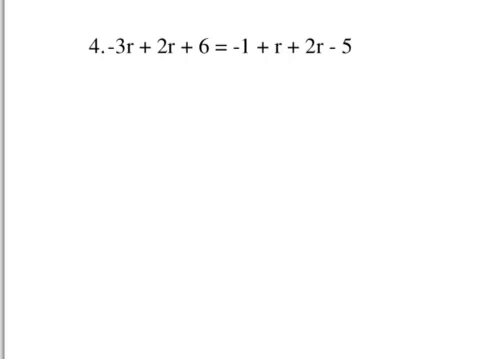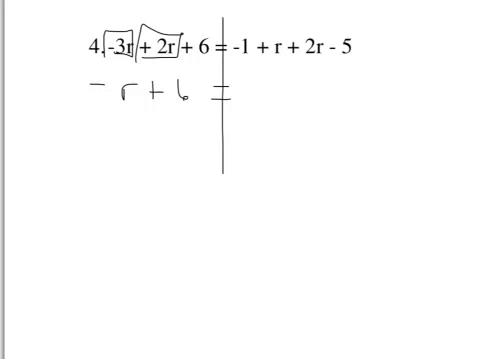Okay, example number 4. We're going to start by separating the left side and the right side of the equation. We will look at the left side of the equation first and simplify if possible. There is no distributing, so I will go straight to combining like terms. I will take the negative 3r and add 2r to it. That gives me negative r plus 6 equals, and then I'm going to look at the right side of my equation and I will simplify anything I can there.